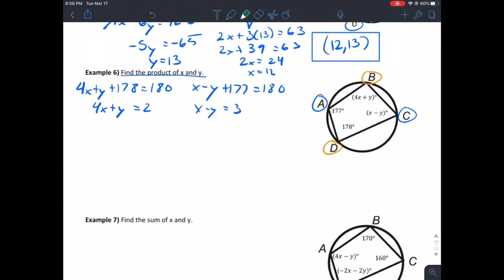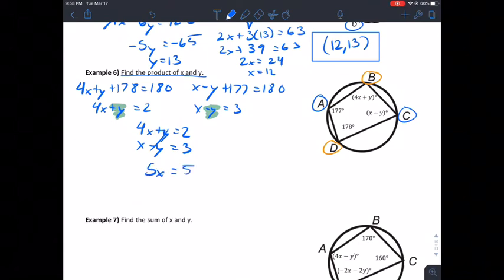Now looking at this, I need to use elimination on these. This one is going to cancel right away with this one, so I don't even have to multiply by anything. All I need to do is line them up. So we've got 4x plus y equals 2, x minus y equals 3. These y's are going to automatically cancel, and I get 5x equals 5. So we get x equals 1.